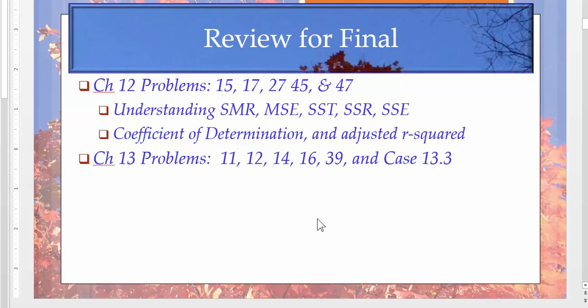And then finally, Chapter 13. Really, Chapter 13 is just more of the same. There'll be one dummy variable question on the test. It'll be one that I've gone over before, and if you just take a look at that, I'm sure that would be sufficient to get you through.